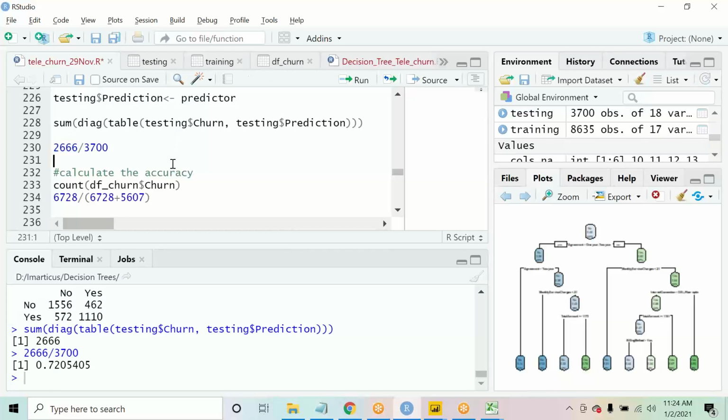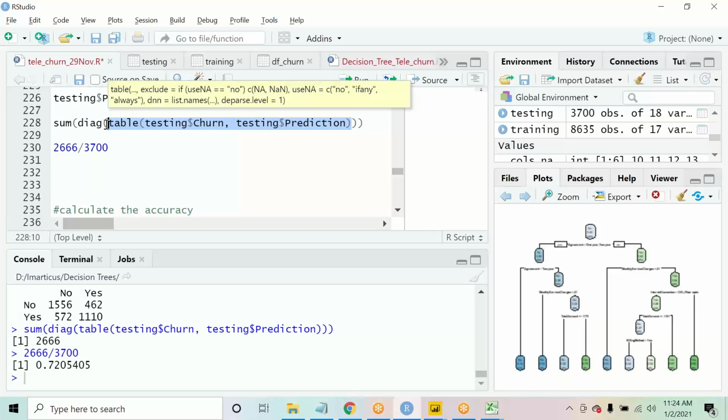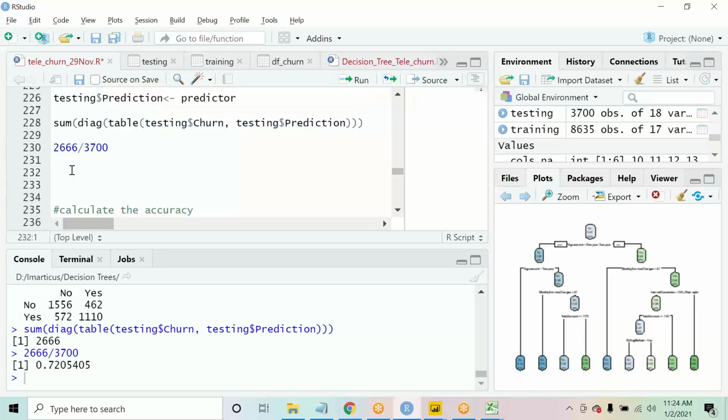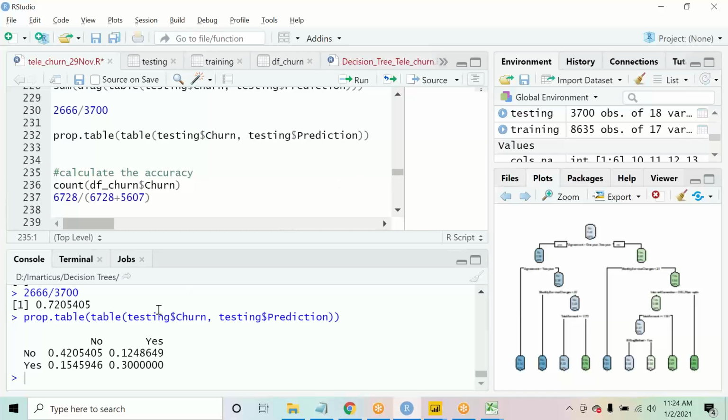And in fact, I will give you one more shortcut way of doing the same thing. You can also use this command, right? This is the table command that we are using right now. On top of this table command, you can use one more command, that is prop.table. That is the proportion of the table. It gives you the output in the form of percentage. See, it is giving the output in the form of percentage.